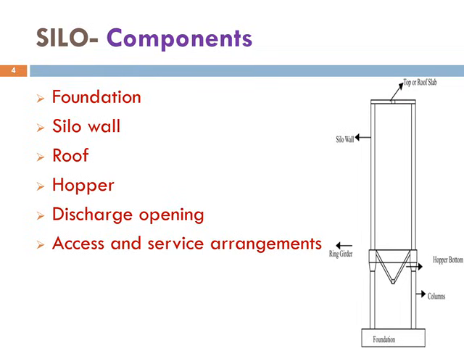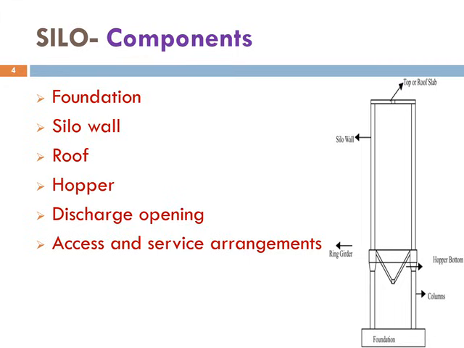Now let us understand the main components of a silo. The important components shown here are foundation, silo wall, roof, hopper, discharge opening and access and service arrangements.